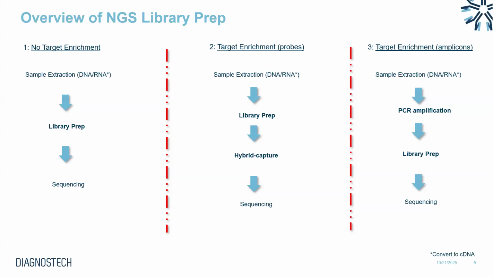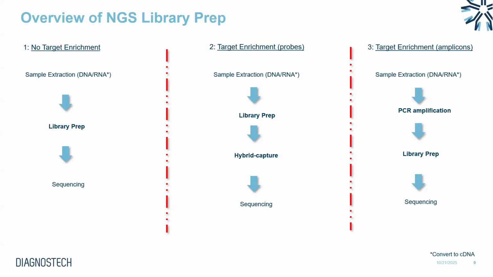Then number 2, we have target enrichment with probes, otherwise known as hybrid capture. And this follows a method of sample extraction, library prep, hybrid capture, and then sequencing. This target enrichment allows us to select the region of interest or genes to sequence. Then lastly, there's also a target enrichment protocol, however this uses amplicons. So you would perform your extraction, there's a PCR amplification step, library prep, and then sequencing.